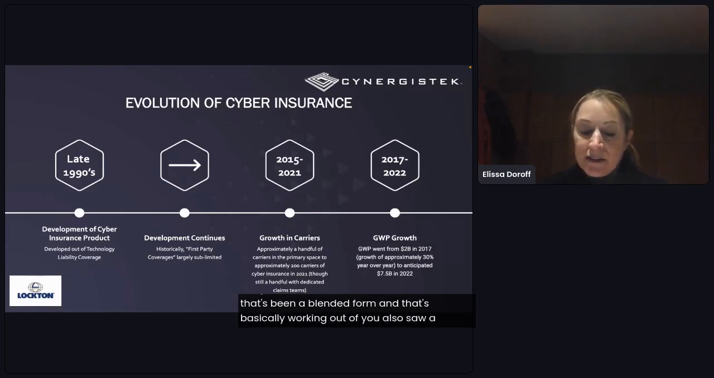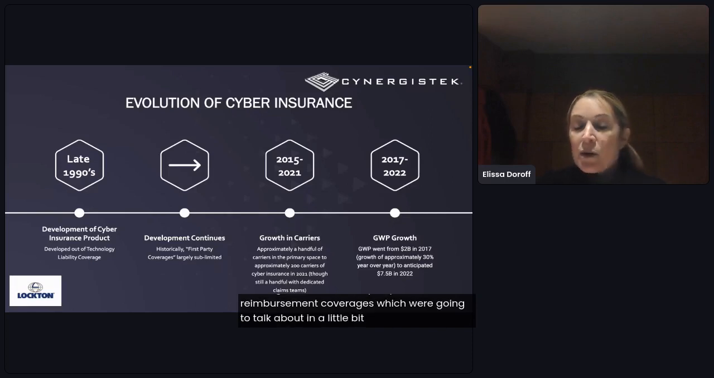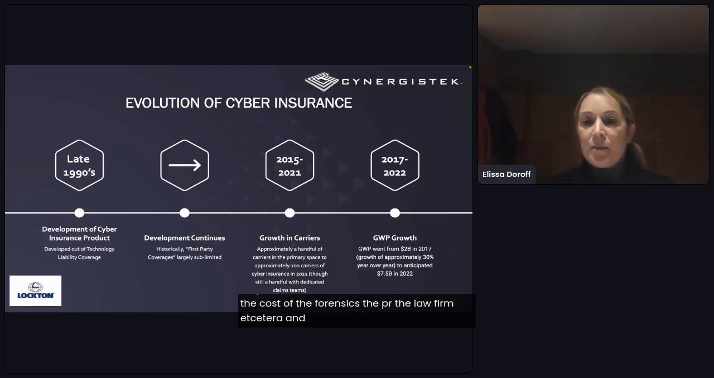You also saw that on the early cyber policies back in the early 2000s, you had a very clear bifurcation of coverage. The first party or reimbursement coverages, which we're going to talk about in a bit, were historically sublimited. You'd have potentially a $10 million overall policy, but that first 1 million was only 1 million for breach remediation costs, the cost for the forensics, the PR, the law firm, et cetera. And then you'd have 9 million for liability coverage.